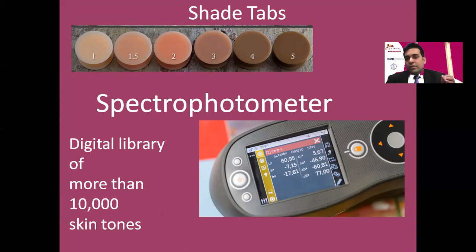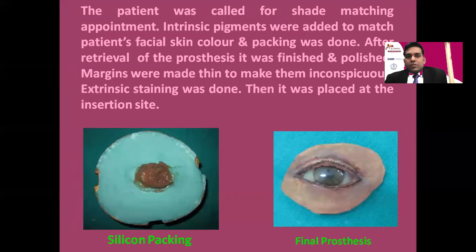So it will save chair side time, and the shade matching can be done in the absence of the patient as well. So the patient was called for a shade matching appointment. Intrinsic pigments were added to match the patient's facial skin color, and packing was done. After retrieval of the prosthesis, it was finished and polished. Margins were made thin to make them inconspicuous.